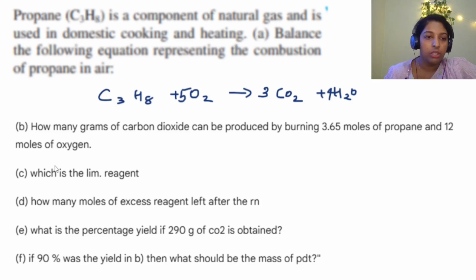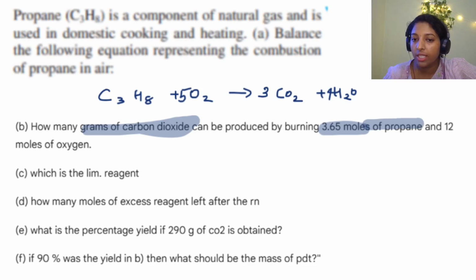Okay, right. So see the next one. The first part is balancing, and the second is: how many grams of carbon dioxide can be produced by burning 3.65 moles of propane and 12 moles of oxygen? So it's a limiting reagent question, right? Because if both reagents are given, you think about the limiting reagent. If only one reagent is there, no issue, there is no question about the limiting reagent. Okay. So here 3.65 moles of propane and 12 moles of oxygen are there. So the first step, we need to find the limiting reagent. Okay. So see the ratio, 1:5. Propane will give 1, or you can do the dimensional analysis.